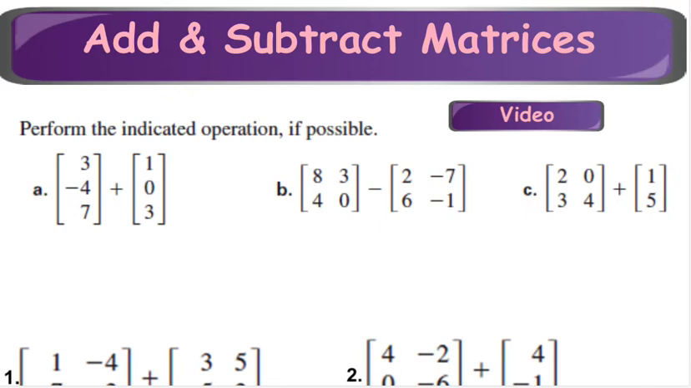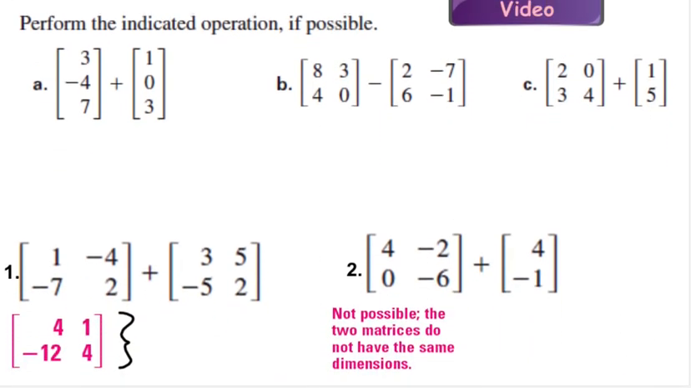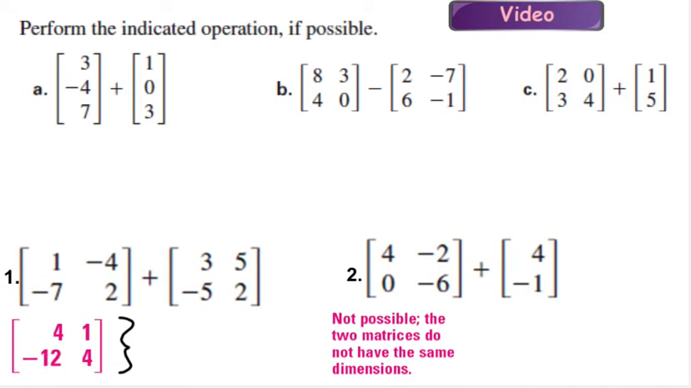So let's go through and do some examples on this next slide. Example A, we want to perform the indicated operation if possible. So what we have here is, how many rows in the first matrix? We have 3 rows by 1 column with another 3 rows by 1 column. So they are the same dimension, so we can go ahead and add their corresponding elements.